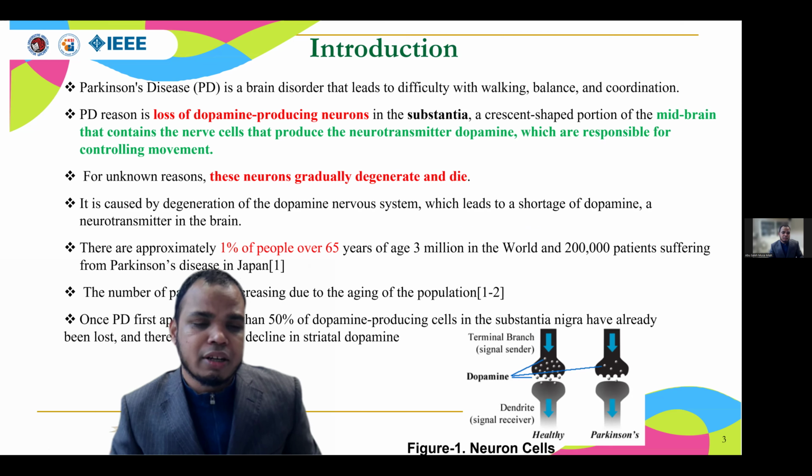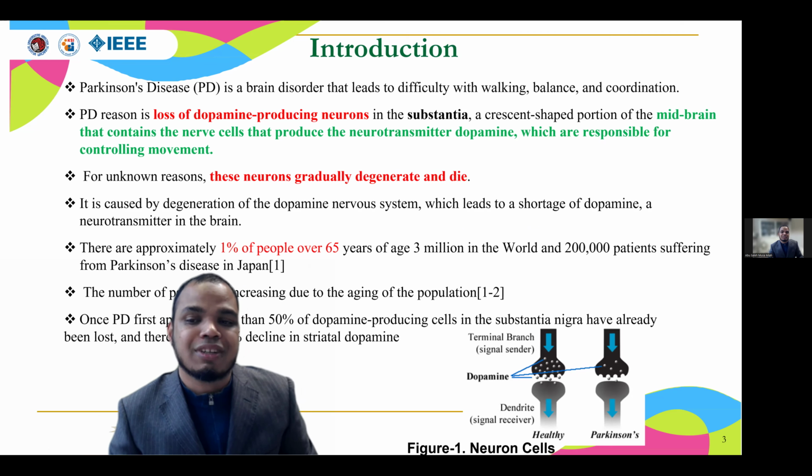the brain. At this moment, all over the world, there are many people whose age is over 65. About 1% of people in the world, around 3 million people, are Parkinson's disease patients, and around 200,000 people in Japan have this disease because of the increasing aging population. So it is very important to develop automatic Parkinson's disease detection.